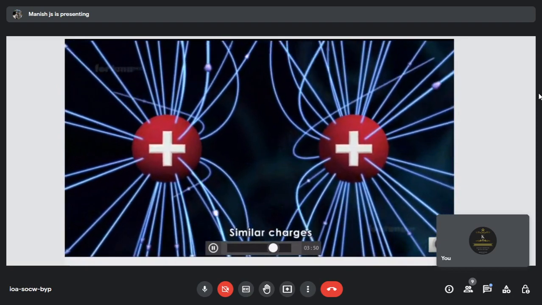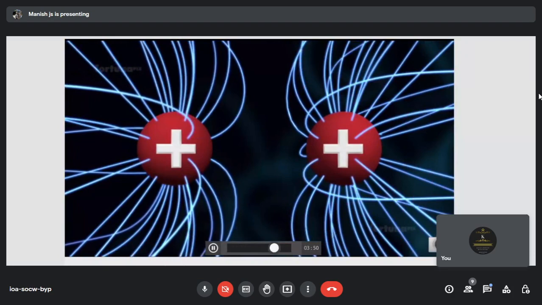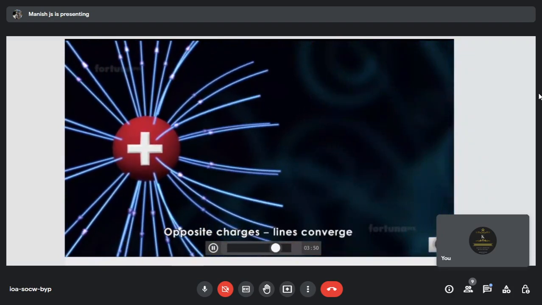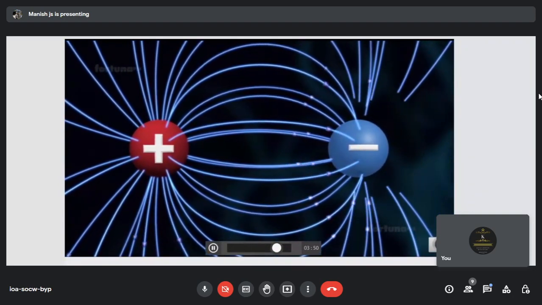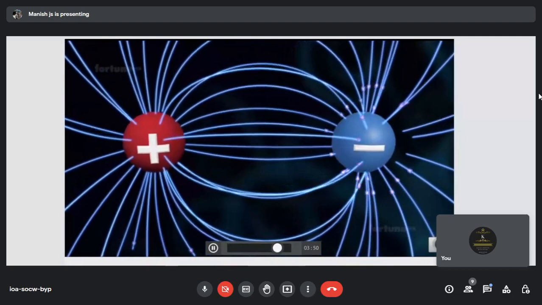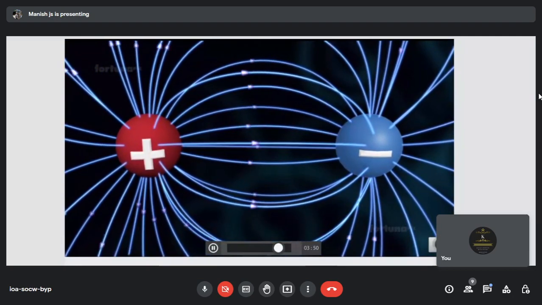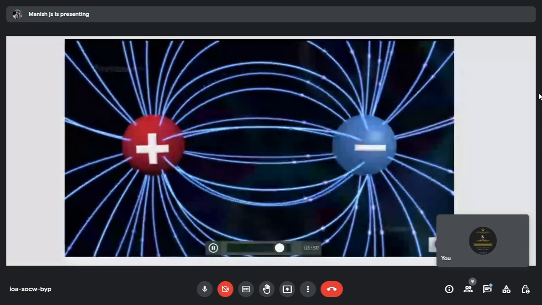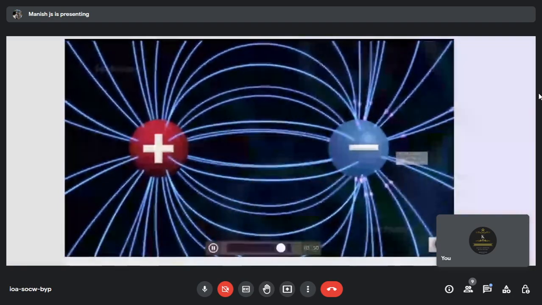When two similar charges approach, the lines will diverge. And when two opposite charges approach, the lines will converge towards the negative charge. In the case of an electric dipole, which consists of two separated point charges having the same magnitude but opposite charges, the electric field lines will be curved. They will extend from the positive to the negative charge.